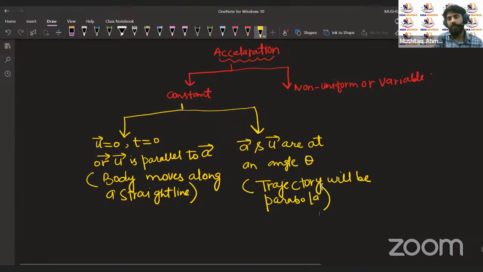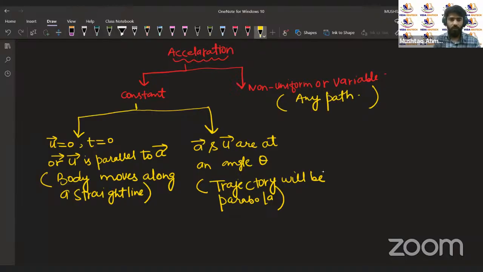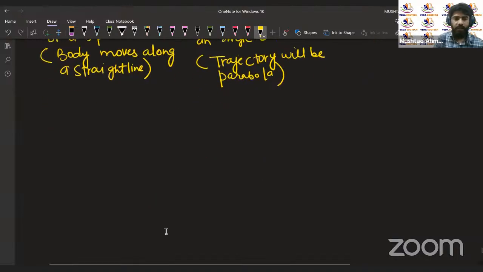And the third case is that if the acceleration is non-uniform or variable, in this case the particle can follow any path. It depends upon how the acceleration varies with time. For different variation of the acceleration with time, the path of the particle will be different. So it depends upon how acceleration varies, and it can have any path, right? So the case is like that.